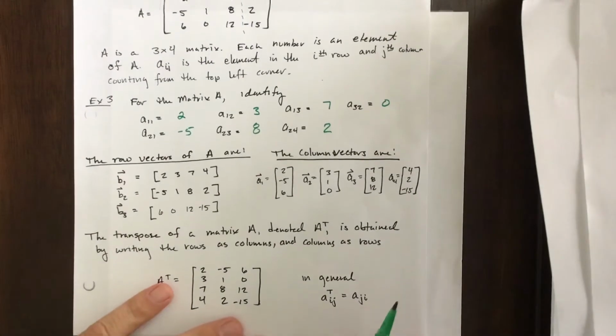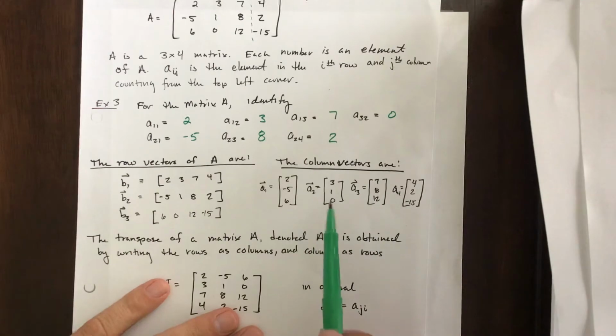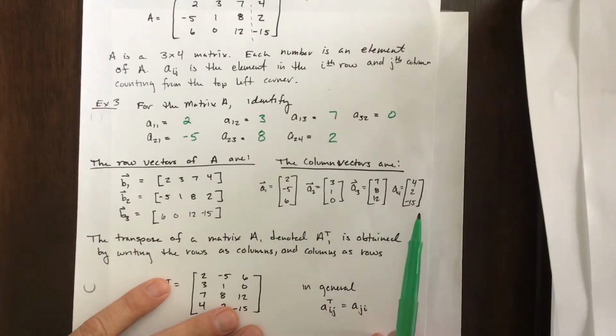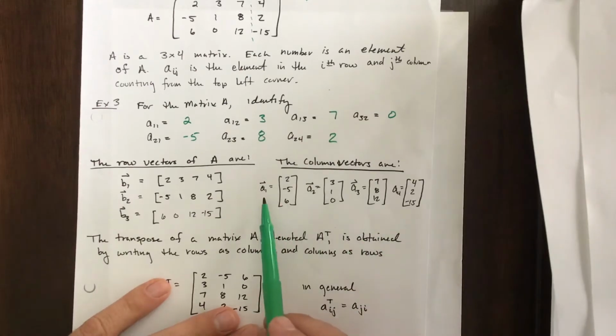As far as column vectors go, there's 4 columns to this matrix. So this is the first column, the second column, the third column, and the fourth column. And we represent them with the letter A.